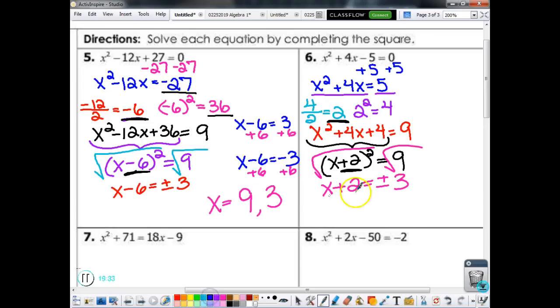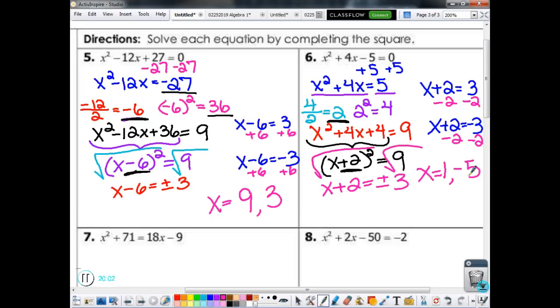So then you split these two up into two options. So x plus 2 equals 3. And then x plus 2 equals negative 3. Okay. And then I just have to solve for x. And what do I have to do? Subtract 2. So my two solutions are 3 minus 2, which is 1, and then negative 3 minus 2 is negative 5. Does it make sense? Any questions on this? This is just another way to solve quadratic equations.